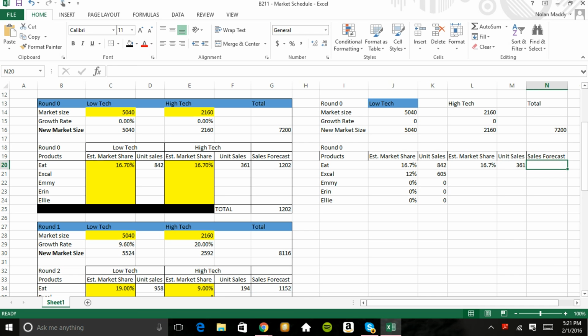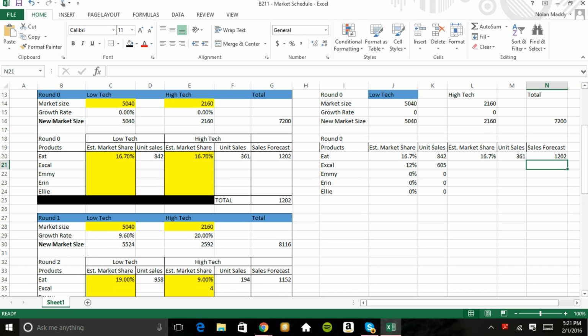So to get our total sales forecast of everything, the total amount of products of EAT we want to make is the low tech plus the high tech, and that's going to give us 1202. So that's the total number of products we want to sell, or we want to make for round 0, because that's what we're going to sell. Okay, hope that all makes sense.